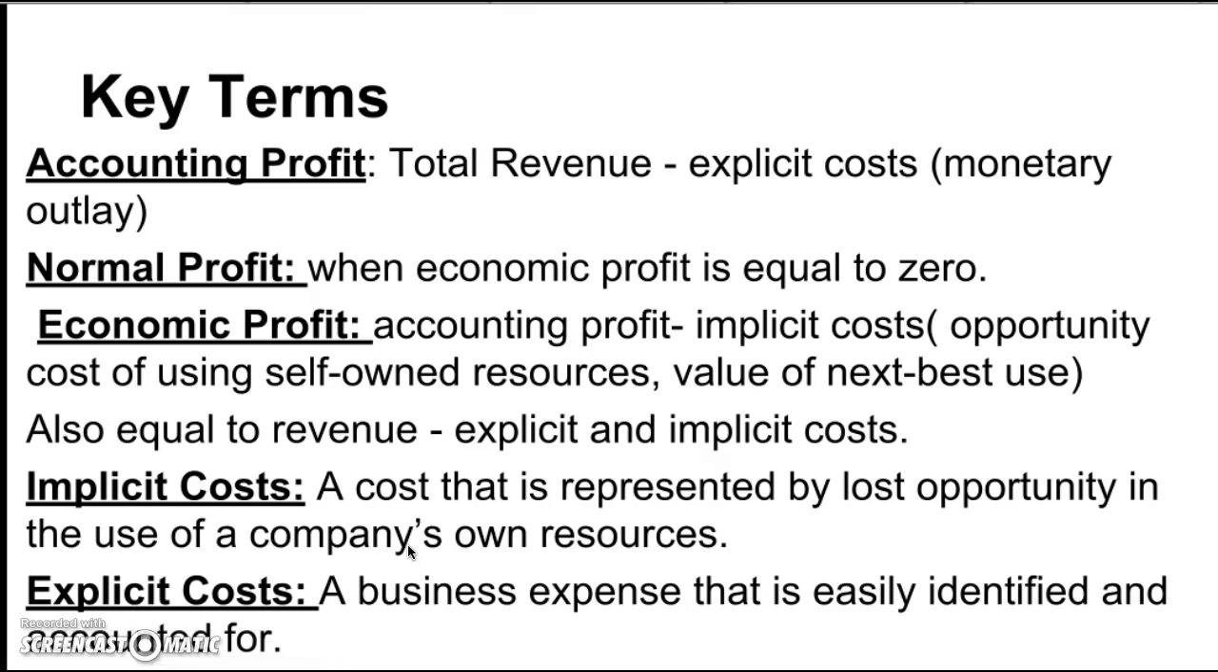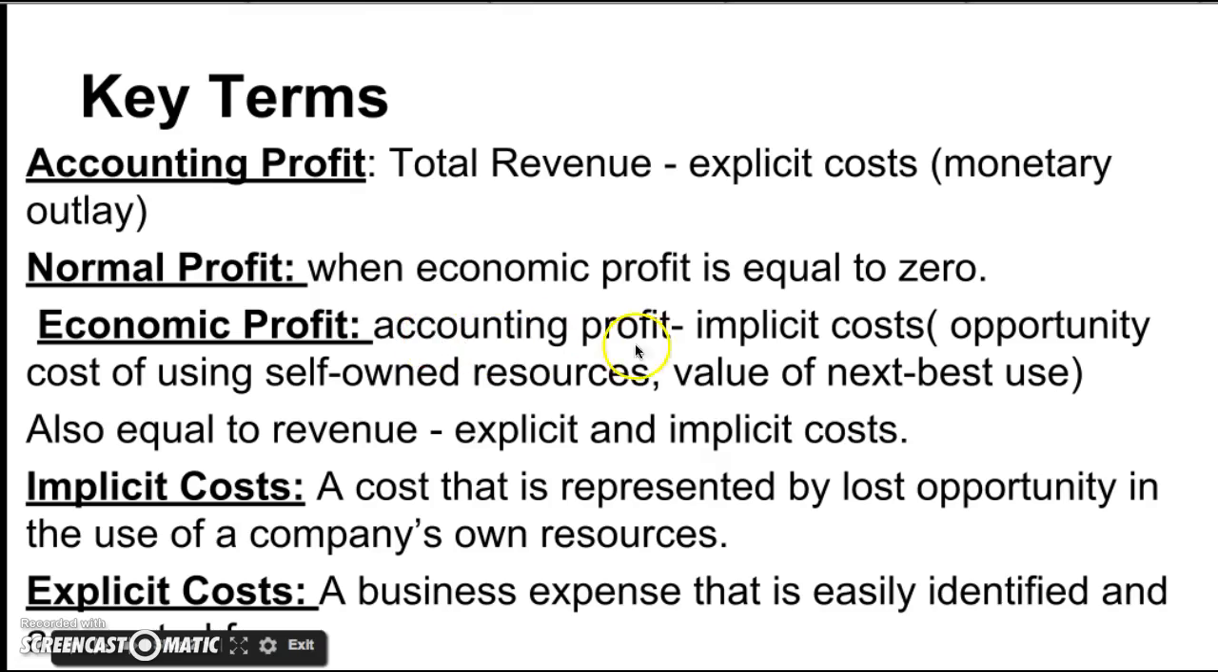We'll start with accounting profit, which is the total revenue, the money that you take in, minus your explicit costs, the monetary outlay of your business or all of your expenses. Normal profit is when economic profit is equal to zero. Now what's economic profit, you might ask?